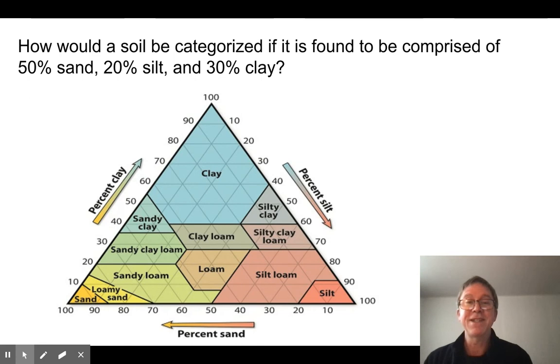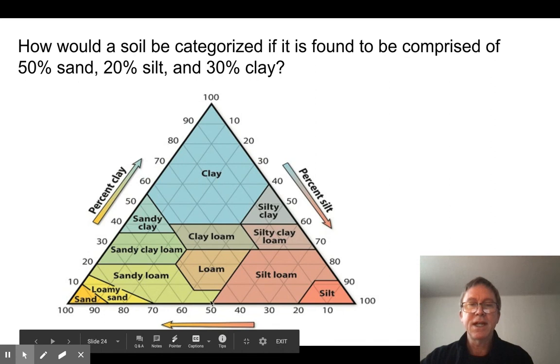Okay, find 50% sand. Okay, draw your line parallel to 0. Go to 20% silt. Yeah. Okay, so here's what did you come up with? A sandy clay loam? I hope you did, because look, 50% sand is here.